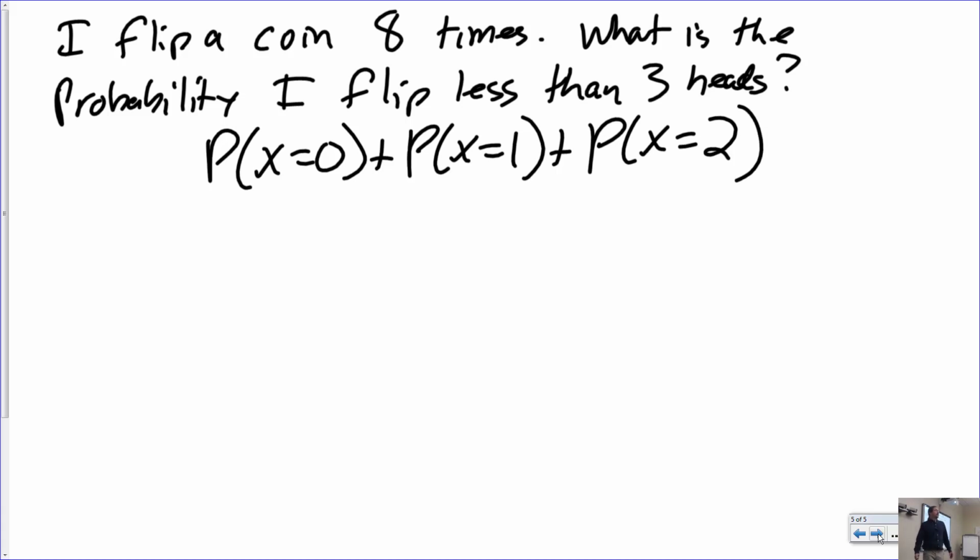When you're given a problem that deals with less than or more than or greater than or equal to or less than or equal to, you are going to have to do combinations of these calculations, okay? So you need to calculate the probability that you flip no heads, plus the probability that you flip 1 head, plus the probability that you flip 2 heads. Because 0, 1, or 2 are all less than 3, all right?